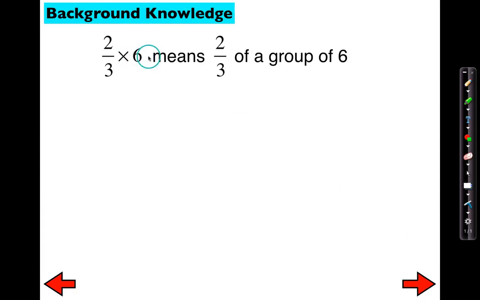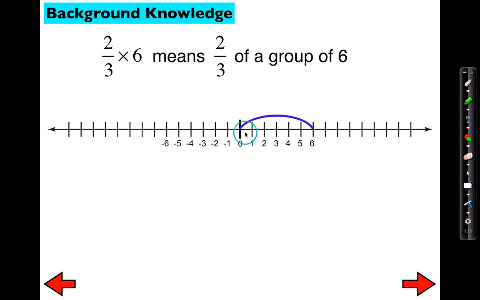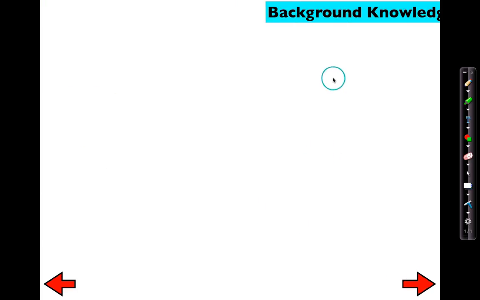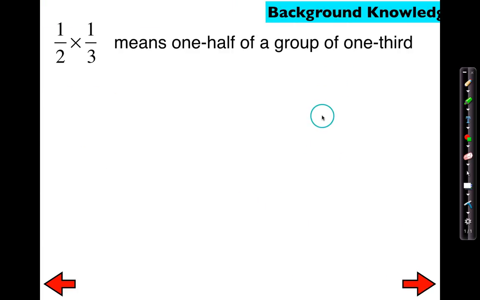So in this case, this means 2/3 of a group of 6. So in this case, if it's 6, I'm just going to take 2/3 of it. Here's 1/3, here's 2/3. So both of these will give me 4. And again, you're just going to make 6 into a fraction and multiply straight across, and that's going to give you your answer.